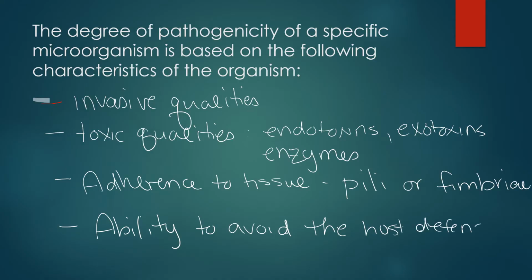Some microbes, for example bacteria, can have a capsule, and in that capsule they protect themselves so that they're not easily destroyed. So when we look at these different qualities, the ability to invade the host, the ability to release toxic substances or enzymes such as endotoxin and exotoxin, the ability to adhere to the tissue and the receptor sites of the host and then enter the host cell, and their ability to avoid the host defenses would all increase the pathogenicity of that microbe and make it even more powerful in mounting an infection.